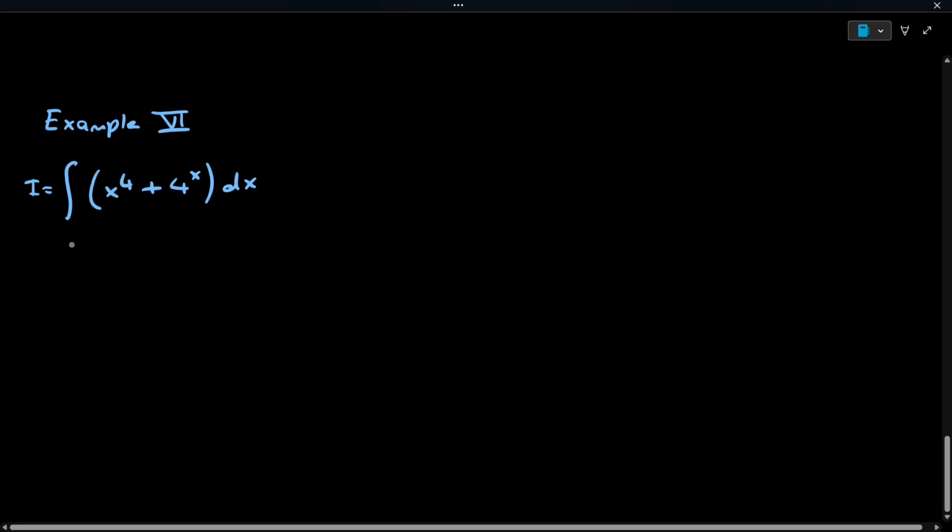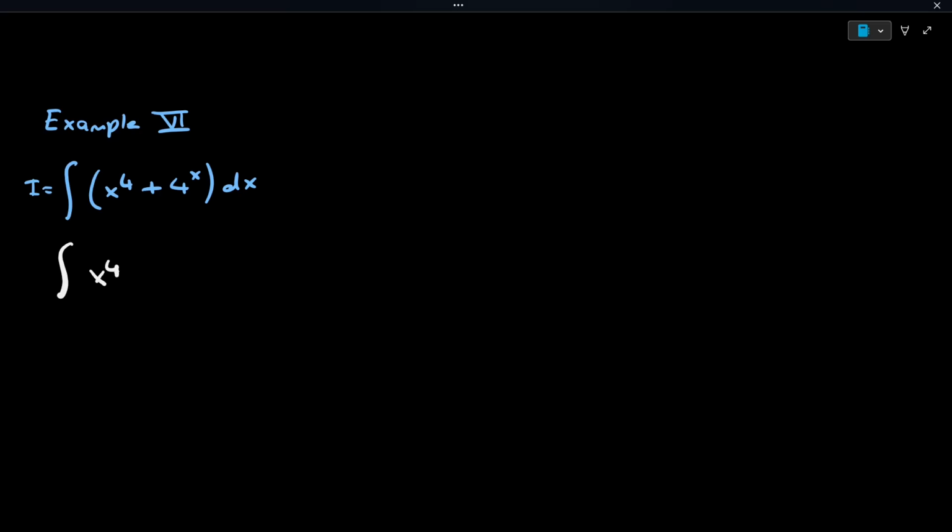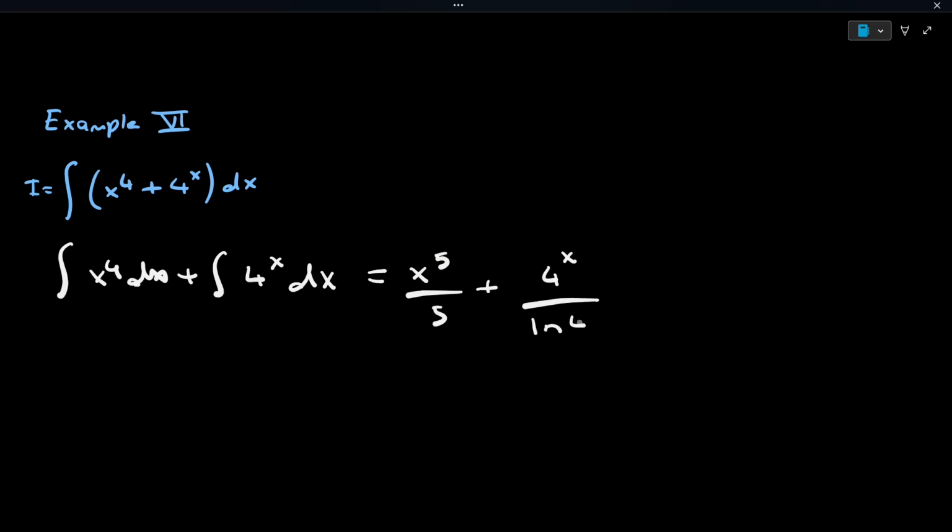I will separate this as well. x to the 4th power dx plus integral 4 to the power of x dx. Left side is equal to x to the 5th power over 5 plus, now right side, 4 to the power of x over ln 4, because when I differentiate this, I need to get back to the integrand. This is my integrand, plus c.